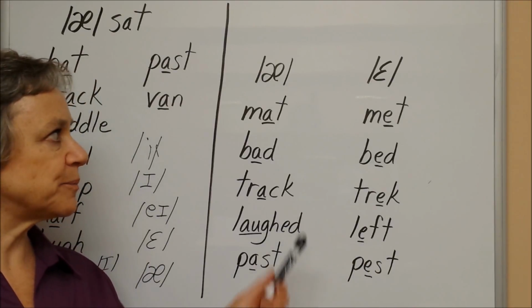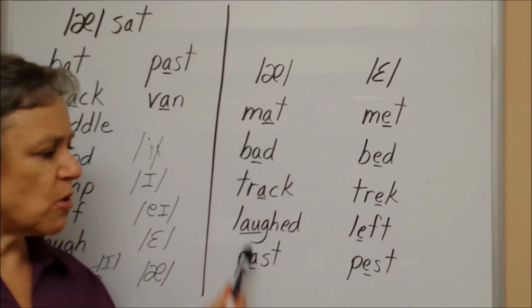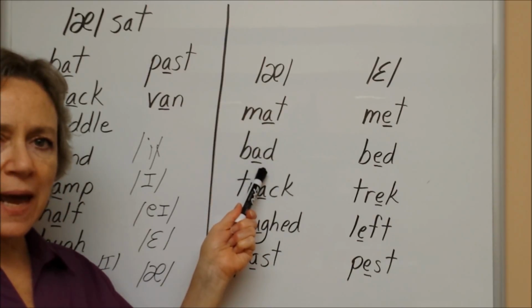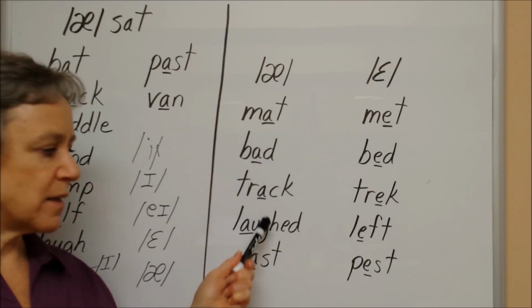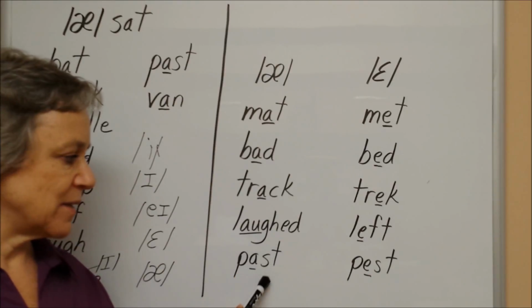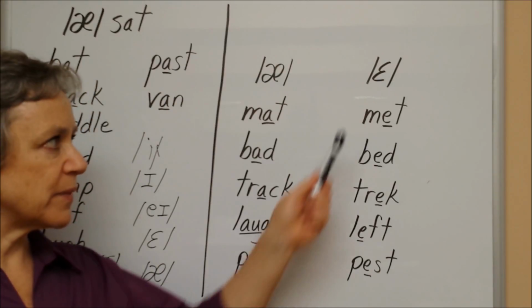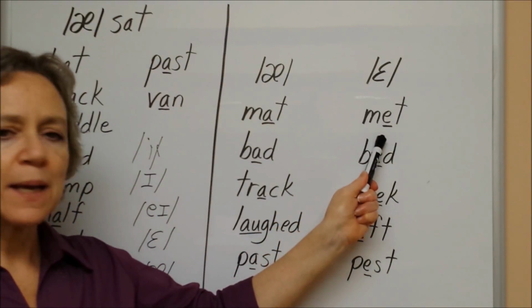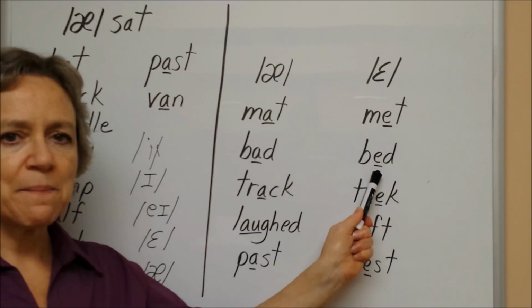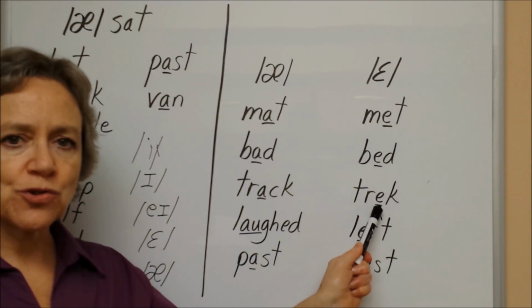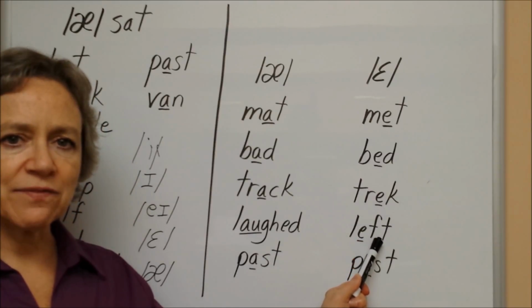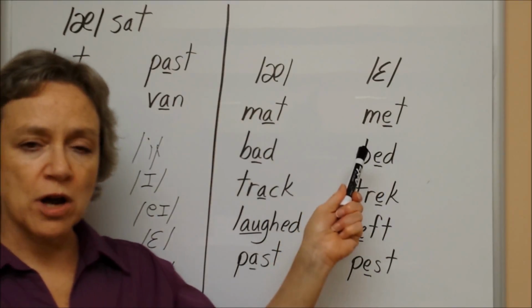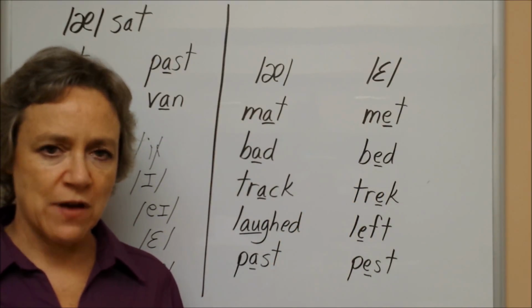Let's practice saying these again. First, we'll go all the way down the column. Mat, bad, track, left, past. Now down this column, these words all have the E sound. Met, bed, trek, left, pest.